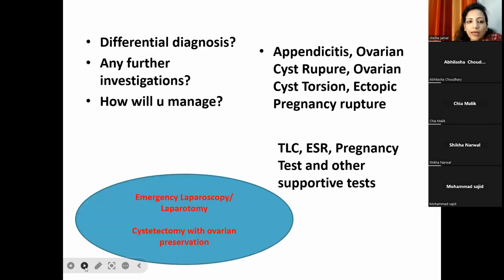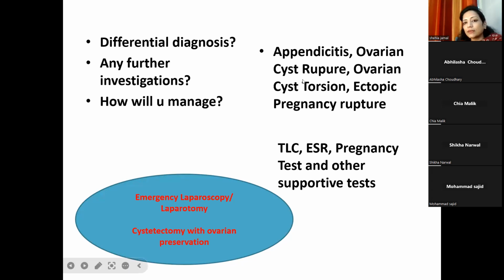Now, other further investigation that we will be doing in this case to rule out other pathologies is ultrasound. So in case of an 8 by 8 centimeter cyst, a good examination would almost reveal what the pathology is like. So with an 8 by 8 centimeter ovarian cyst, especially if it was ruptured or torted, we would see a lot of guarding, rigidity and tenderness in that area.